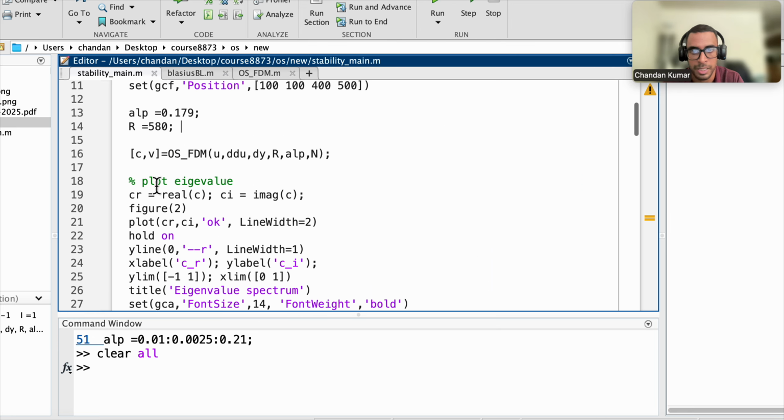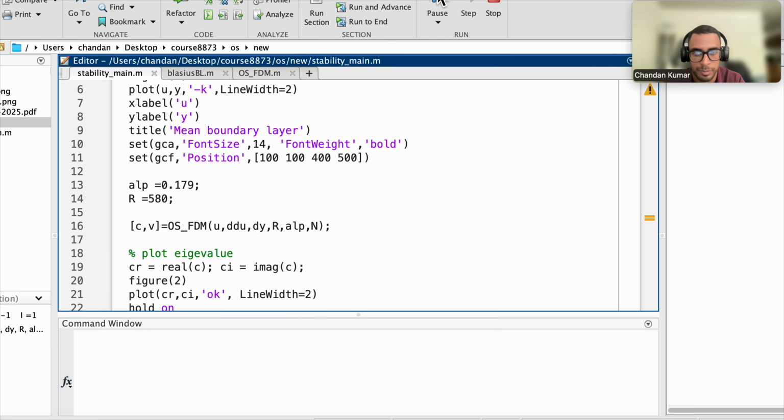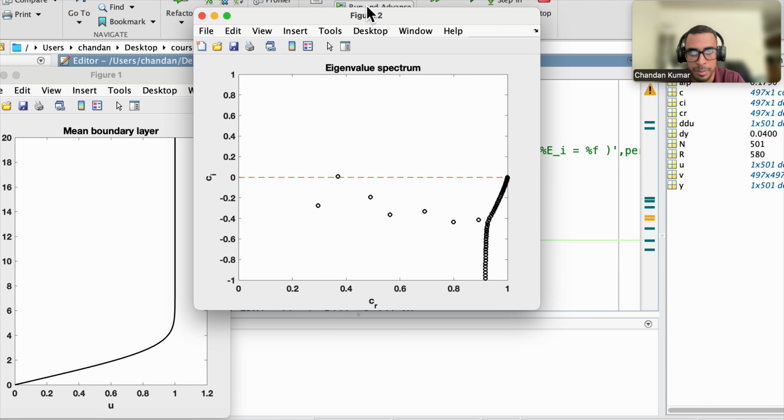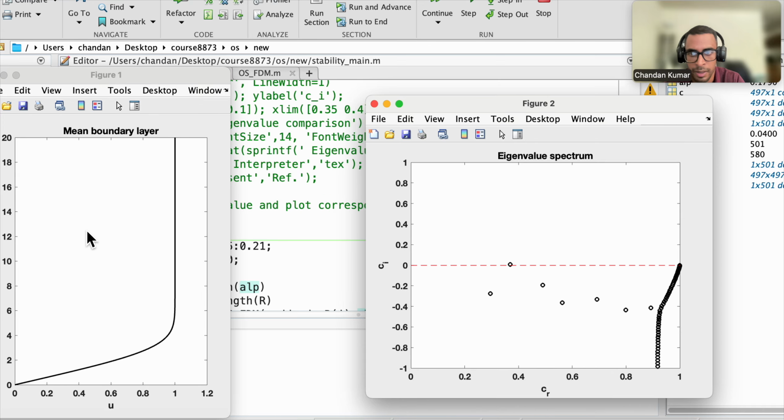So I will run the code, and it brings up these two plots. So we have this mean profile for this particular boundary layer that we are feeding into the linear stability solver, the Orr-Sommerfeld solver, and then it is giving the eigenvalue distribution. So we can see that there are many eigenvalues, as you can go and check what is their real part and imaginary part.